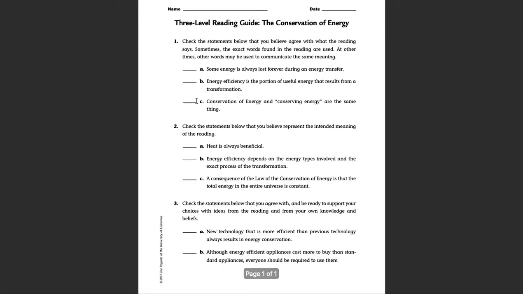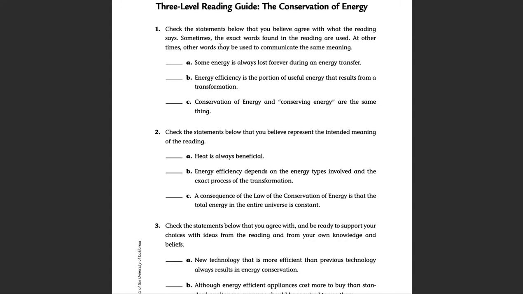Our student sheet for Activity 5, the 3-level reading guide, Conservation of Energy. So in Section 1, you were just supposed to check the statements or statement below that you believe agree with what the reading says. Sometimes the exact words found in the reading are used, at other times other words may be used to communicate the same meaning.